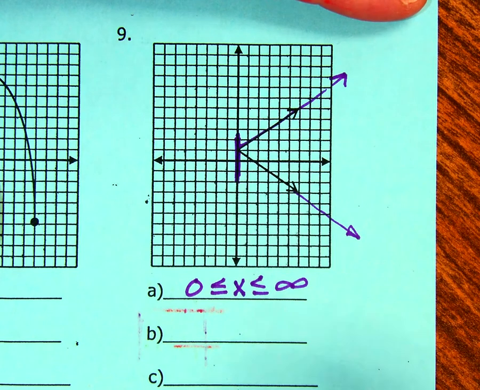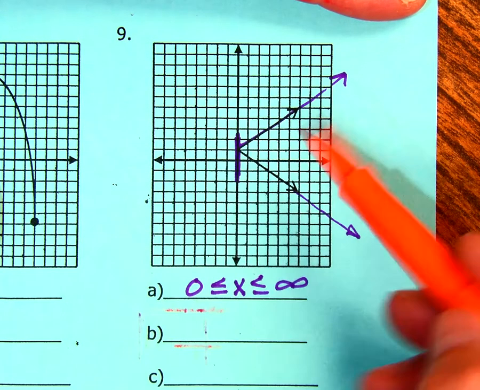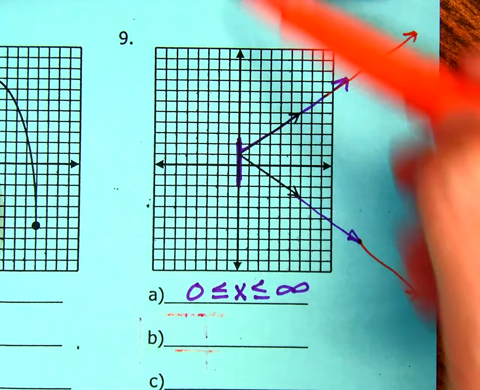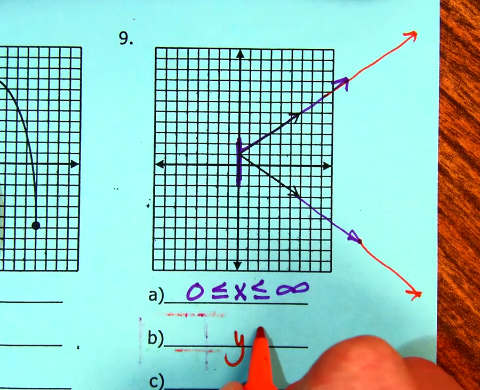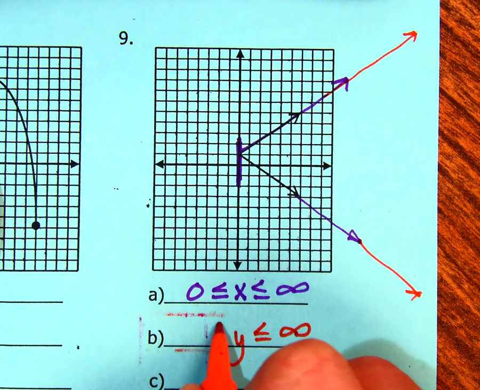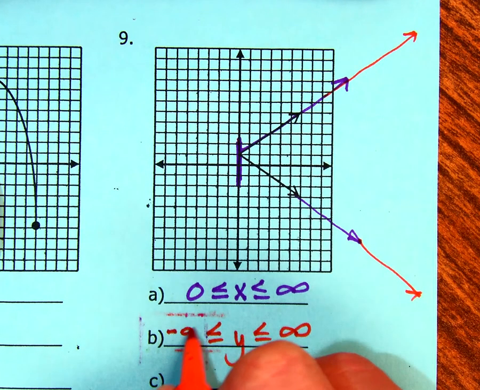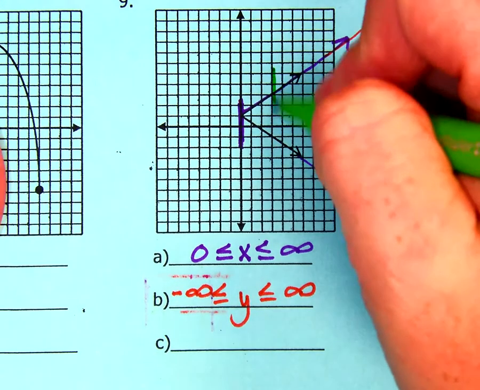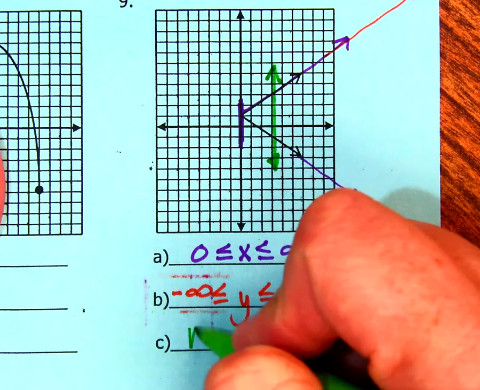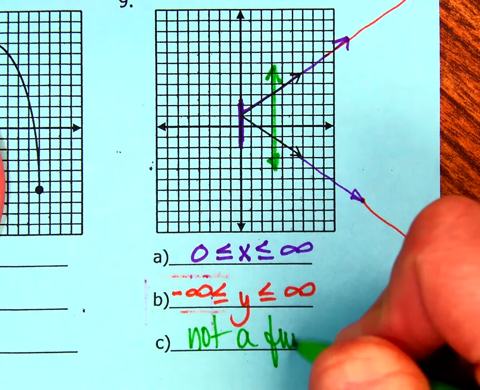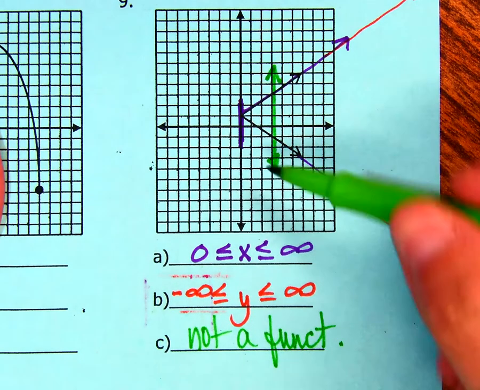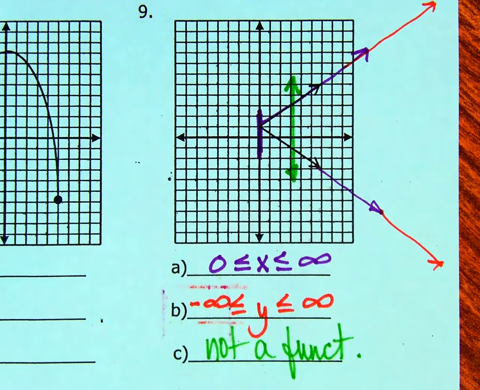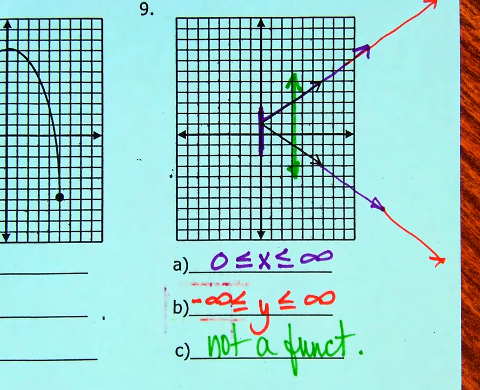Now let's look at the range. Because this keeps going and going forever, do I ever know where it stops here or here? So y has to be less than or equal to infinity and greater than or equal to negative infinity. Doing my vertical line test, it is not a function because I'm intersecting at 2 different points. And that should conclude finding the domain and range based off of a graph.